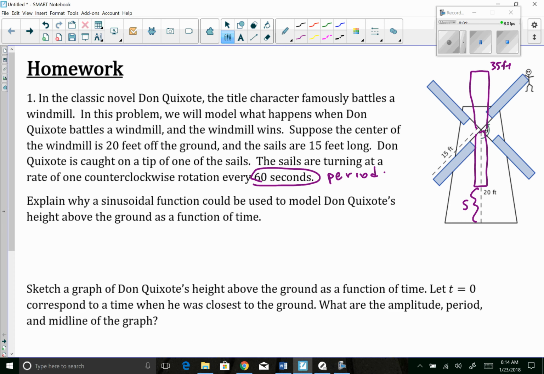So the first question says, explain why a sinusoidal function could be used to model Don Quixote's height above the ground as a function of time. Well, since Don Quixote, who you can see hanging on to that windmill in the top right corner, is moving around in a circular pattern, we know that that's going to wind up being a sinusoidal function, right? So we can say his path is circular.